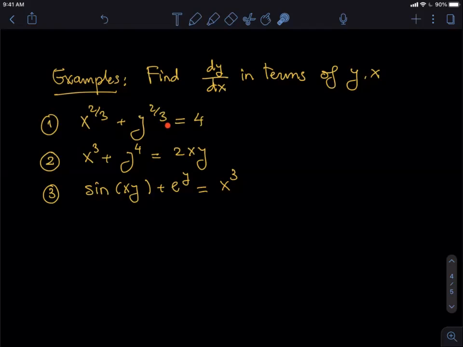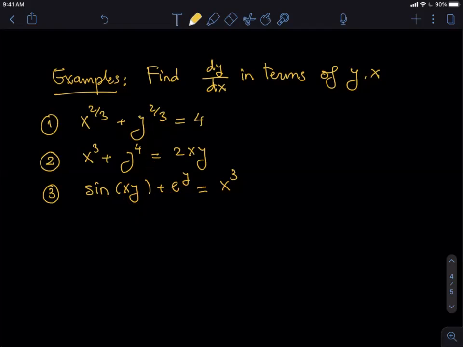The first, we can do that. It may not look good, but it's going to be possible. And the second one is not so easy. And the third is completely impossible to solve for y, because we have the sine of xy and then exponential of y. So the last one, the only hope here is to use implicit differentiation. So let's go for it.